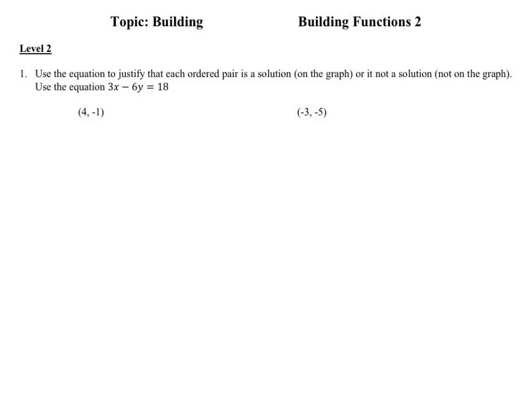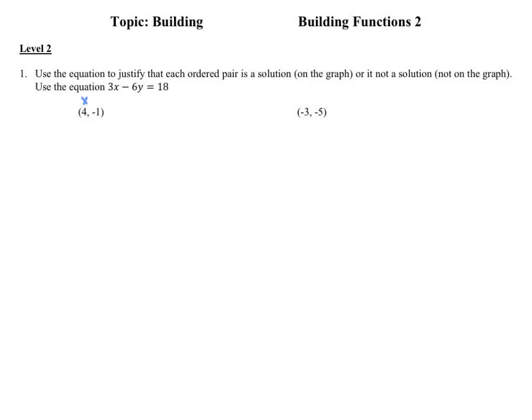In this lecture, we are going to look at solutions and what it means when it comes to an equation and a graph. So let's take a look at example 1. Use the equation to justify that each ordered pair is a solution, meaning it's on the graph, or is not a solution, meaning it's not on the graph. Use the equation 3x minus 6y equals 18.